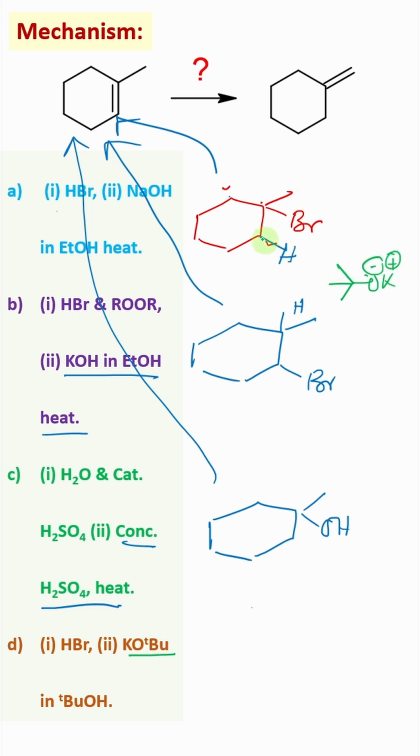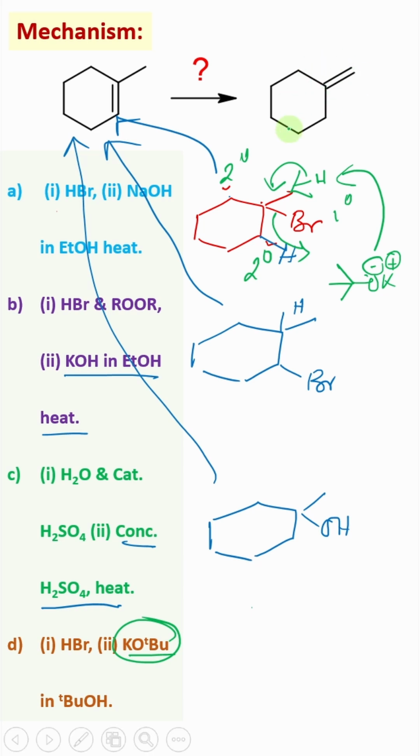Now, for it, it's difficult to abstract this proton because this is secondary. Same is here. But if you look here, this is primary, so there are 3 hydrogens. One of them can be abstracted very easily because of the bulkiness of potassium tertiary butoxide. It is bulky as well as a very strong base. So it will abstract this proton, and it will produce this exocyclic double bond. So it's a special case where by using a very bulky reagent, we prefer to get this exocyclic double bond.